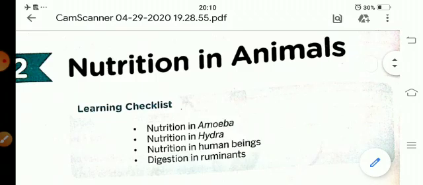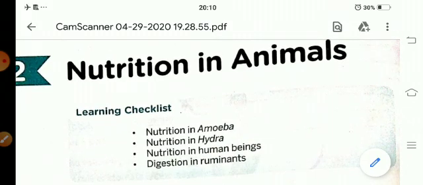Just like plants, animals depend on plants or other animals for food. Different types of animals have different food habits and ways of eating food. Okay, all animals including human beings need food for their growth and survival.